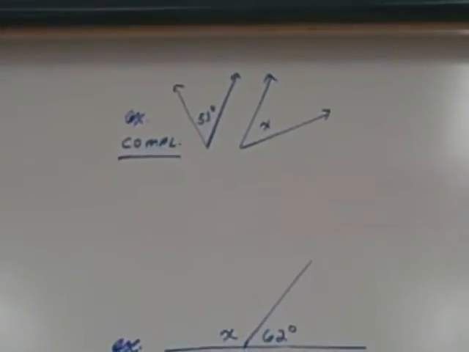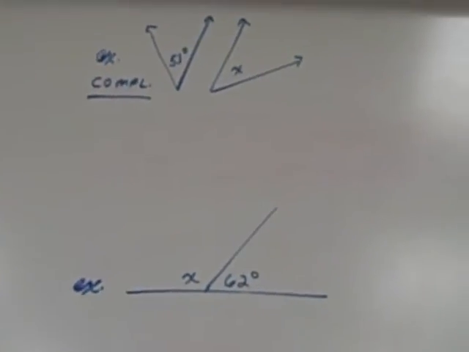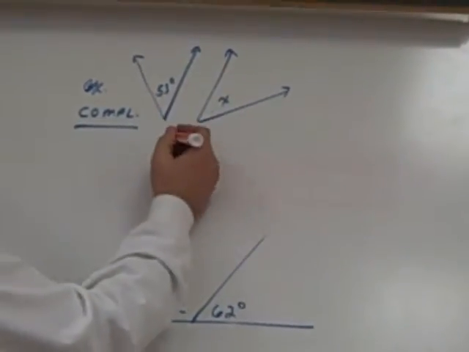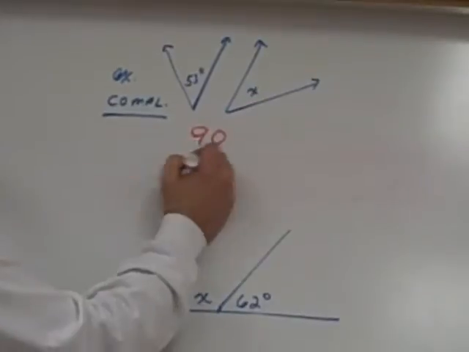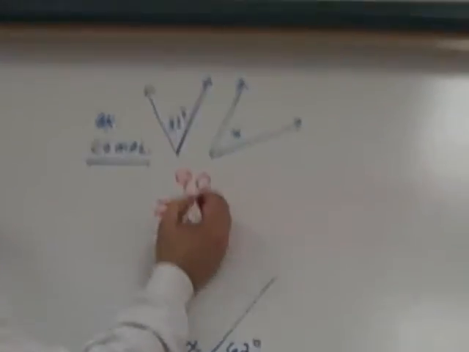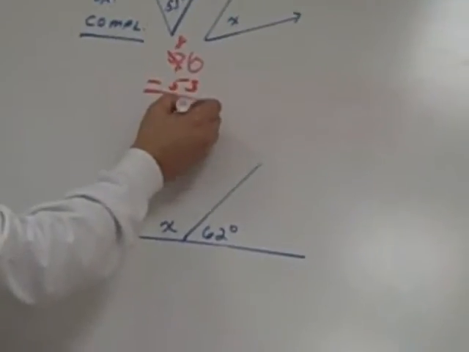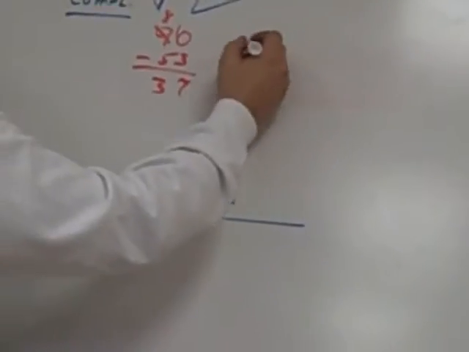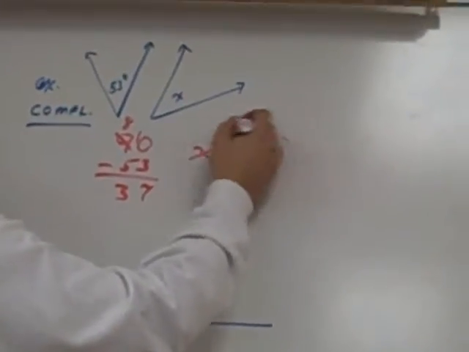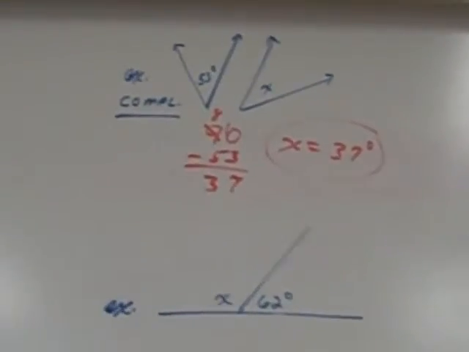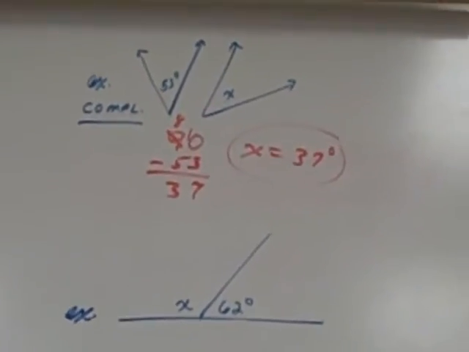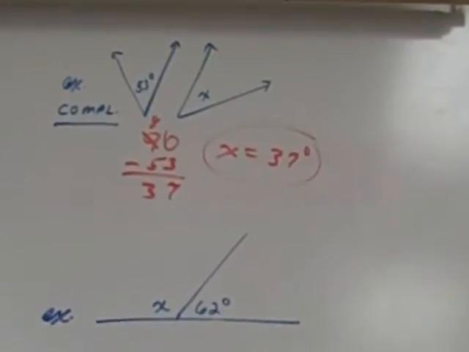What does this say? They're complementary. What does that mean to you? 90. One of them's missing. 90 minus 53. What's x? 37.